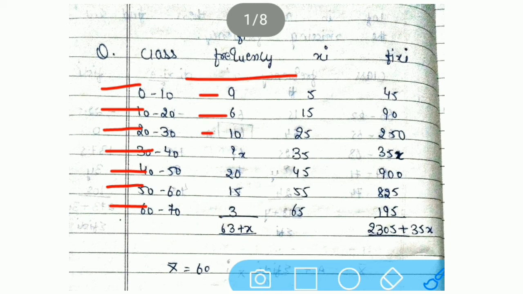9, 6, 10. Now, here there is a one question mark. Question mark, that means here frequency is not given. Then 20, 15, 3. This is our question. As well as with that, x bar is also provided. X bar is provided as 60. On the basis of this information, we have to calculate our missing frequency.